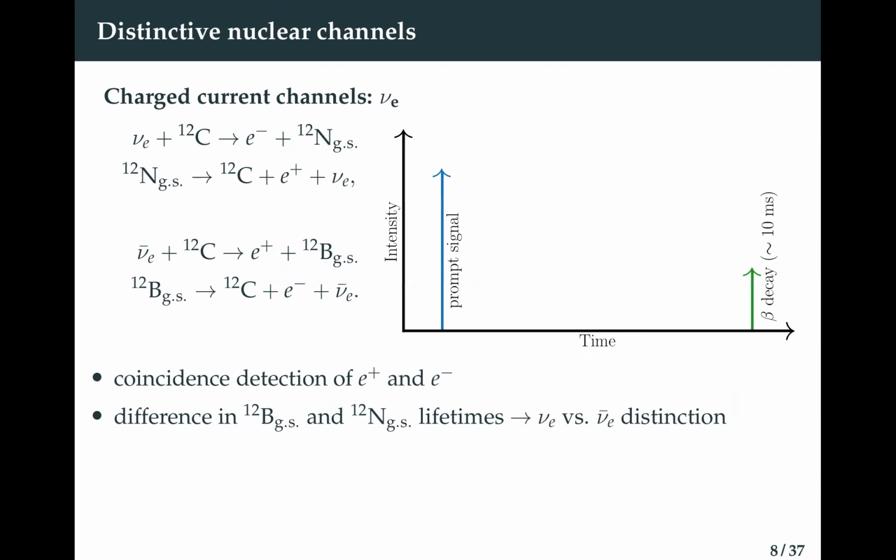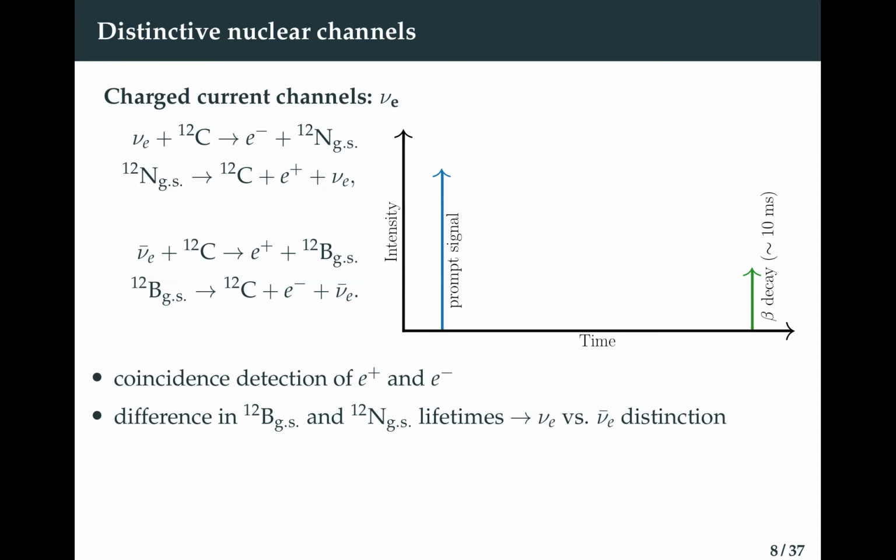Then the next channel is for the electron neutrinos and antineutrinos. So here we also have nuclear channels that lead to the excitation to the ground state of nitrogen and boron. And once the produced nucleus decays by beta decay, it will give us a signal in electrons. And by measuring the prompt signal, the electron from the prompt charged-current interaction, and then the delayed beta decay, we can correlate those events and be sure that we are actually measuring an electron neutrino.